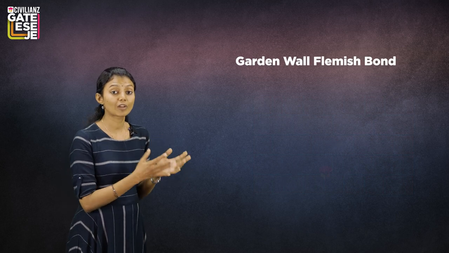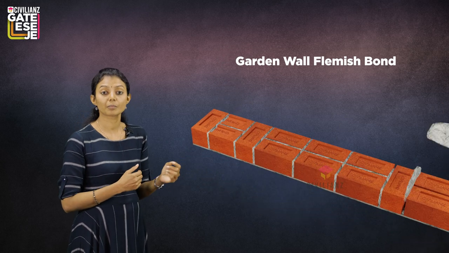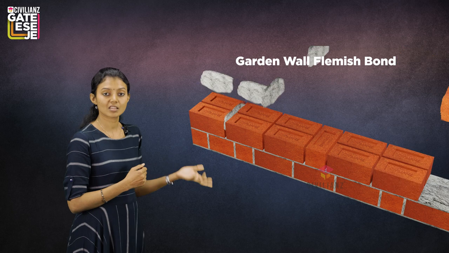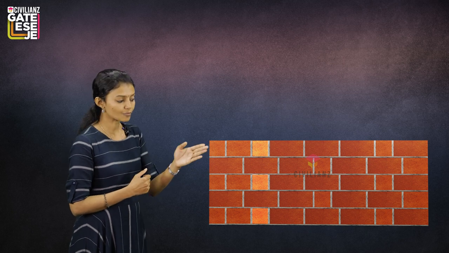In garden wall Flemish bond, we all know that in Flemish bond, alternate headers and stretchers are placed in each course. So let's see how this works. Considering the bottom layer, first of all, we are placing a header. Next to that header, we are placing a 3x4 bat. And next to the 3x4 bat, we are placing a header, which is followed by 3 stretchers. So here also, we can follow a 1:3 ratio or 1:5 ratio, that is 1 header to 3 stretchers or 1 header to 5 stretchers.